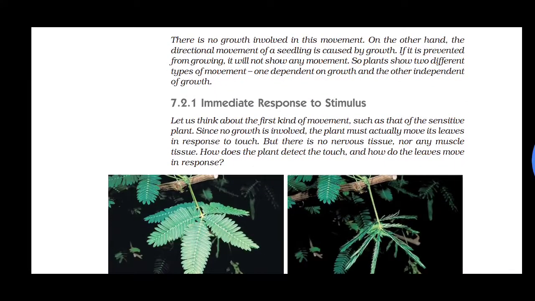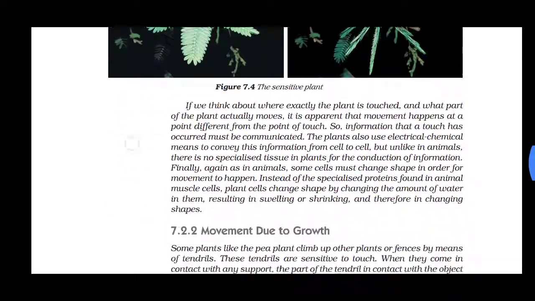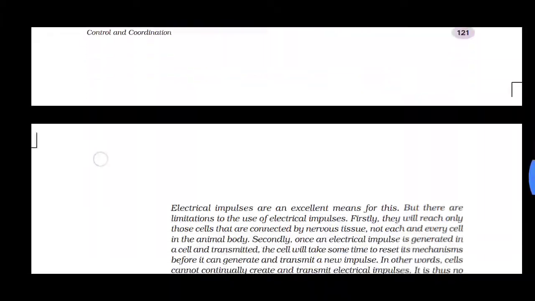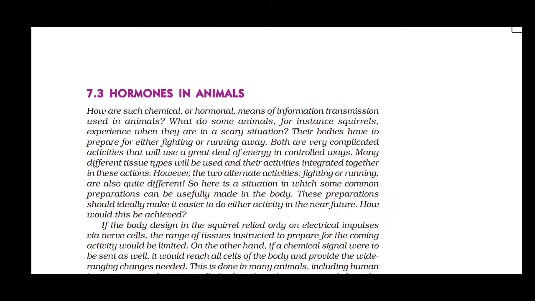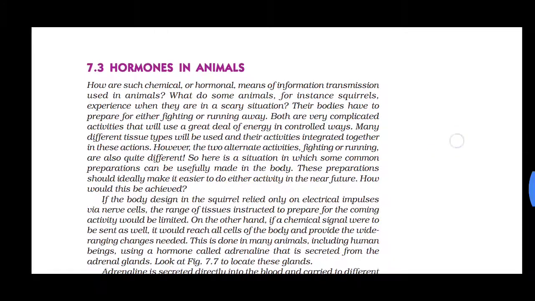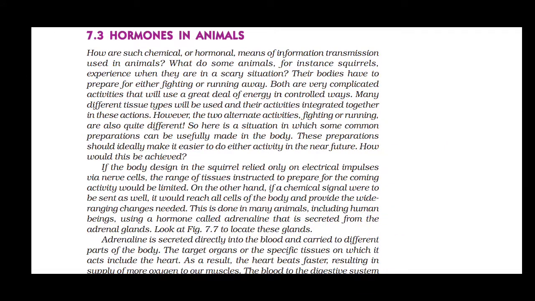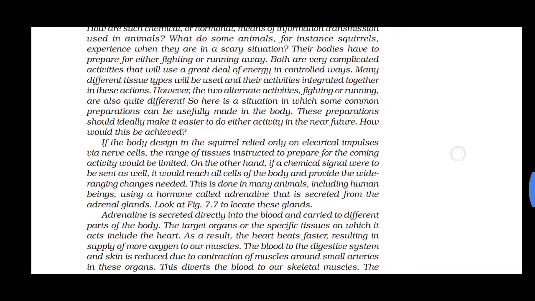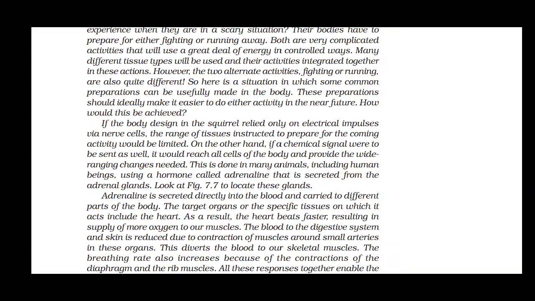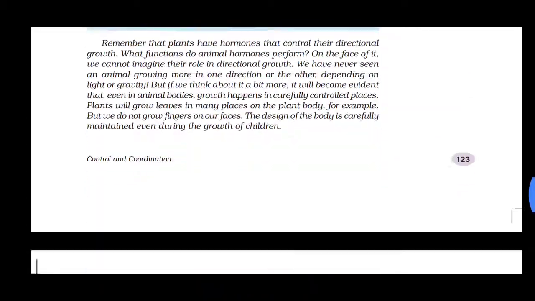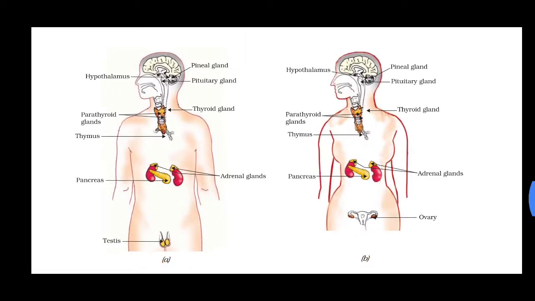Now dependent on growth, these movements are tropic movements. Tropic movements are a directional response to the stimulus. Next is the hormones in animals. Hormones in animals are the chemical substances which coordinate the activities of living organisms and also their growth. There are endocrine glands, the glands that secrete the hormones into the blood, and the main organs for releasing the hormones. The list of endocrine glands with the hormones is mentioned in this diagram.